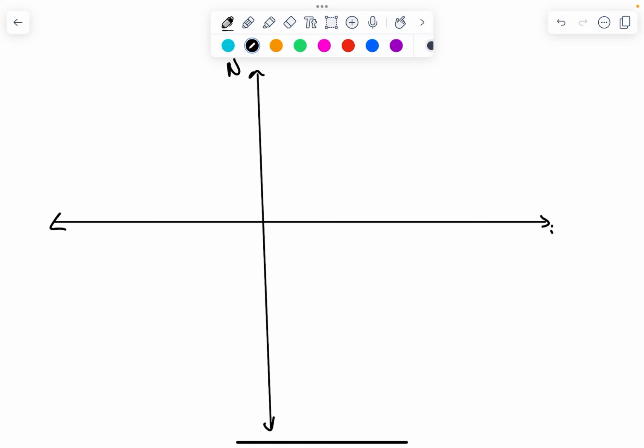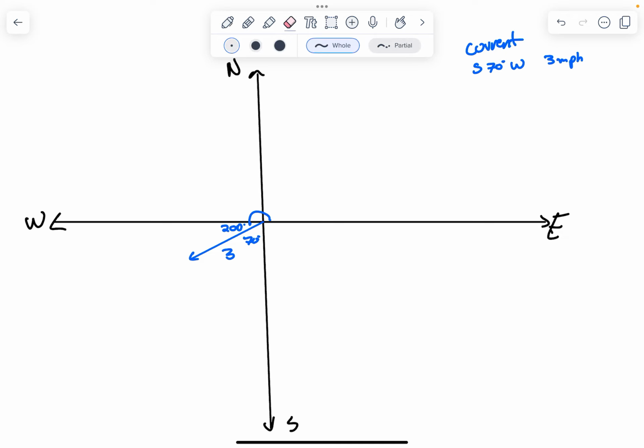North, south, east, west. All right, and the lake has got a current. It's at a bearing of south 70 degrees west, and it is a 3 mile per hour current. Great, so here we go. 3 miles per hour, south 70 west means this is 70, this is 20, but the better angle to call it is 200 degrees, the whole thing. Okay, voila.